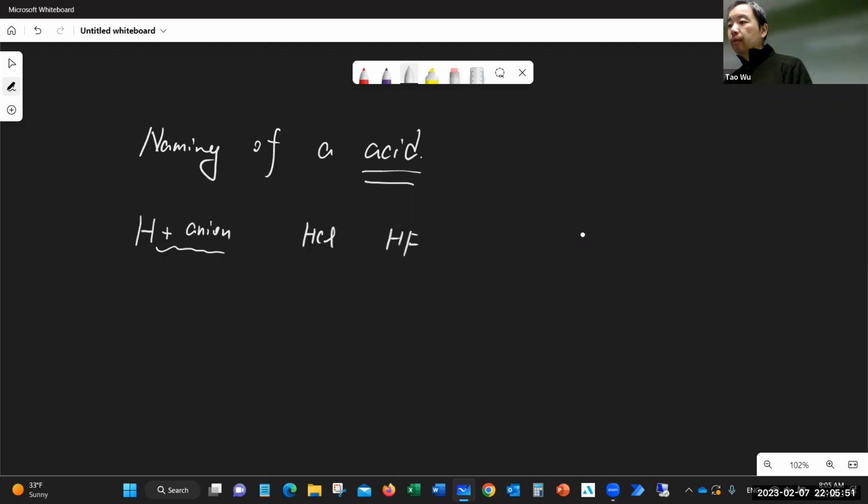HF, H2CO3, carbonic acid. H2SO4, sulfuric acid. HNO3, nitric acid. Okay, so those are the acids. They all have hydrogen as the first element, and then they are adding the anion.